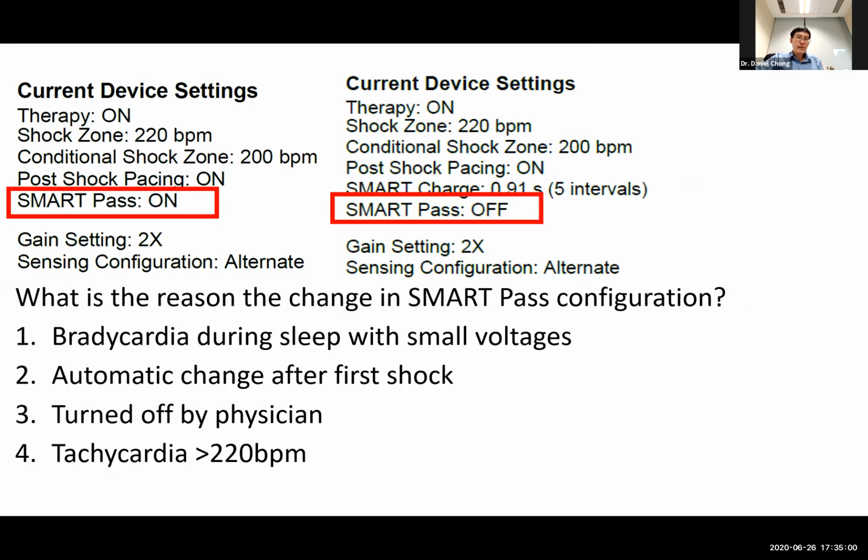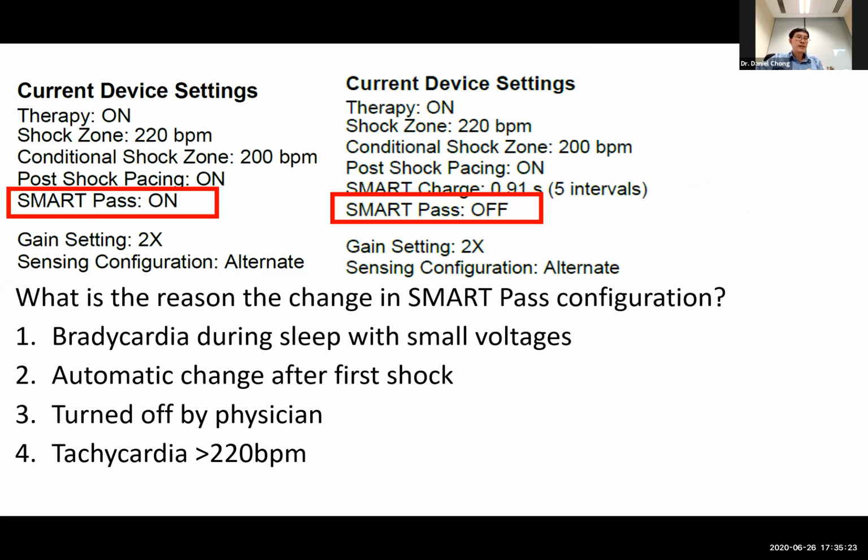The interesting thing for us was that the smart pass that we had programmed on when the patient came back for his interrogation was found to be off. So we were a bit puzzled. So what could be the reason for the change in this patient's smart pass configuration?